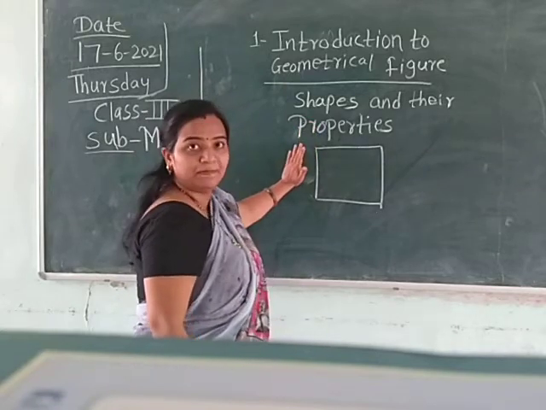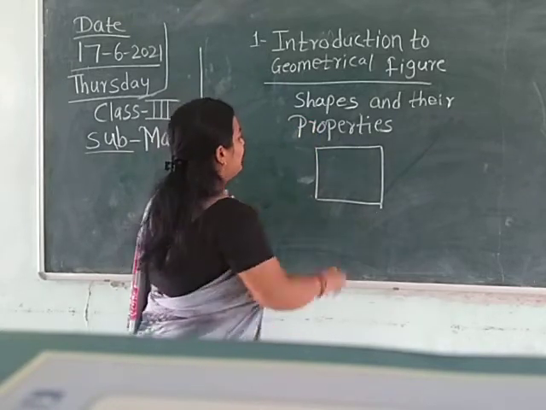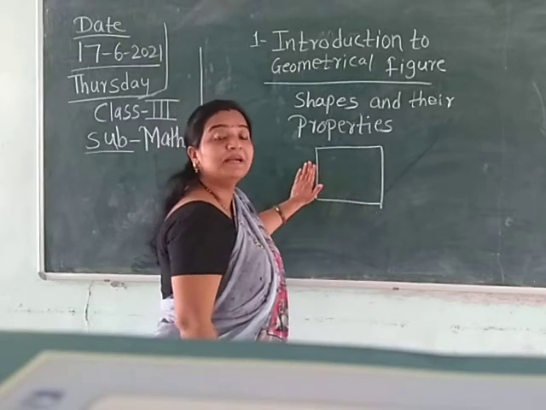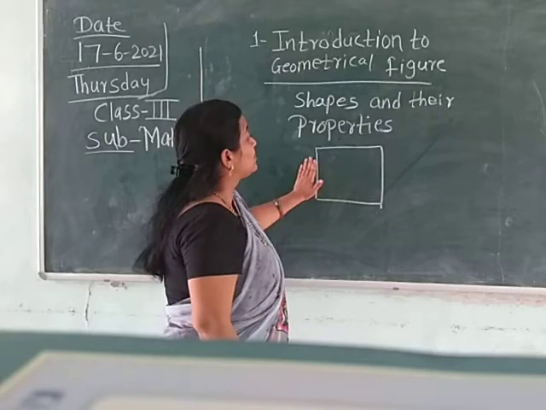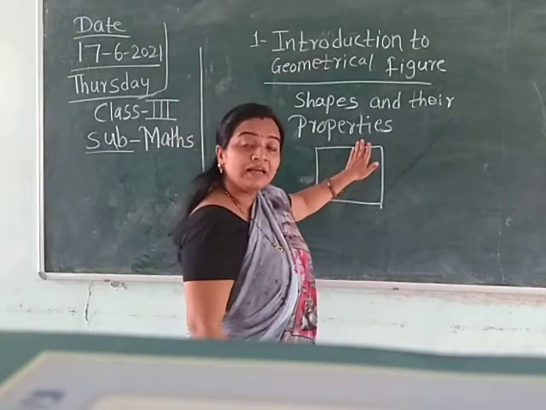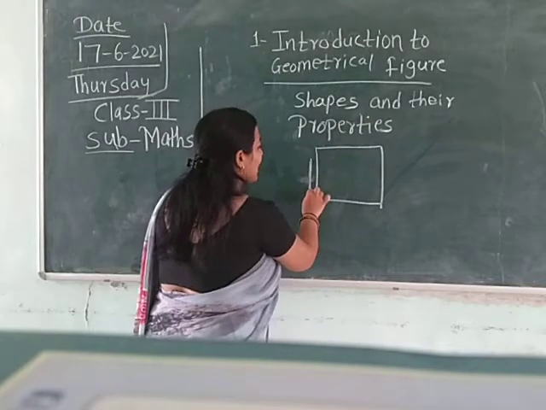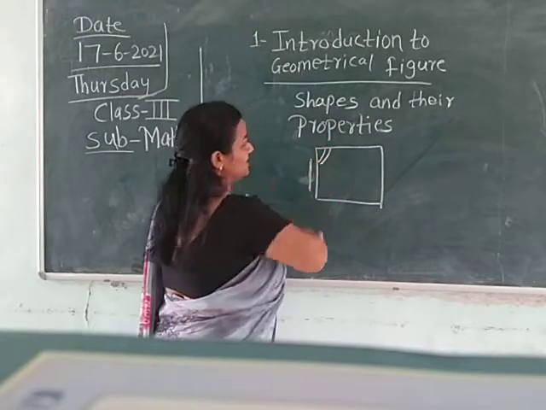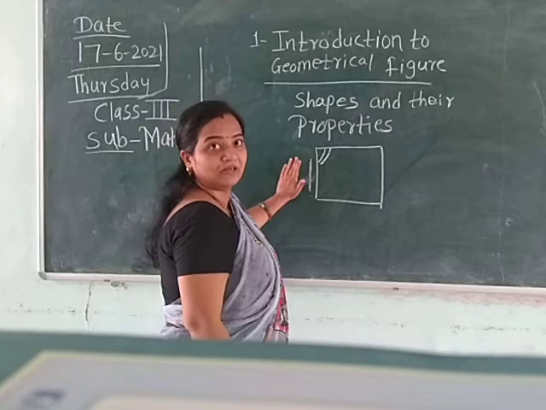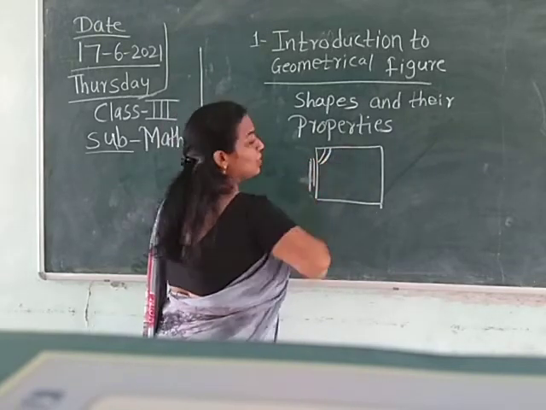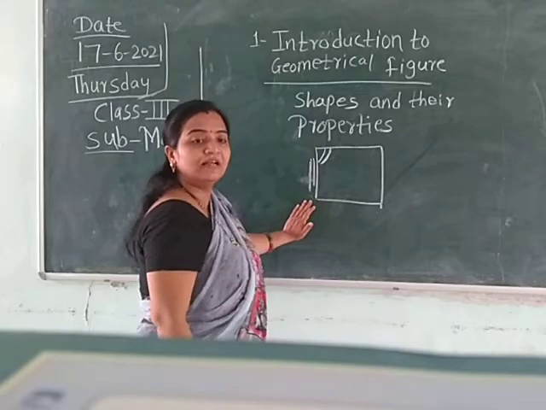Shape and their properties. If we have a square shape, properties means what? What else does a square have? Okay. Edges, sides and corners. These are the properties. Okay. Edges and corners. Okay, students.